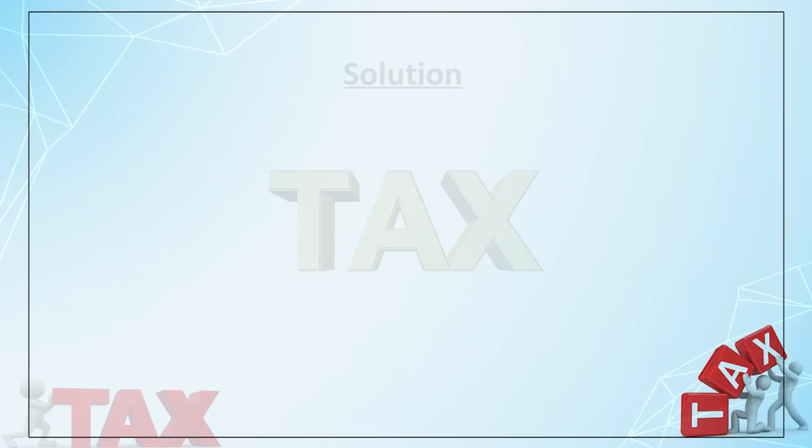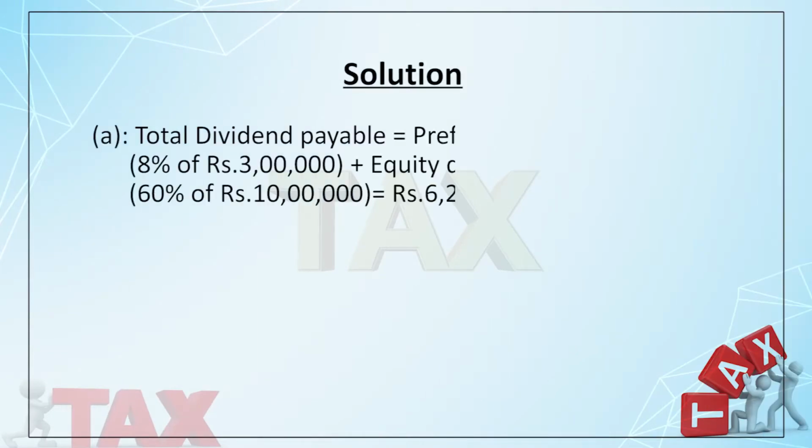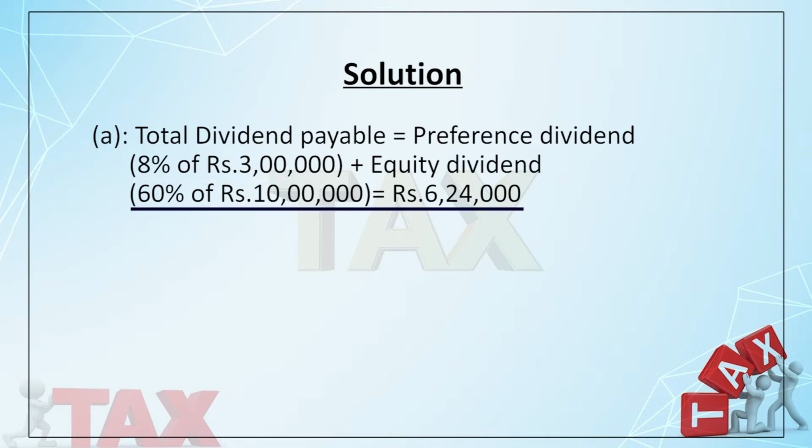So now we shall try to understand what the implications are in case of a declaration of dividend or issue of bonus shares. So please see the solution. Now, what is the total dividend payable? The company has to pay dividend on the preference shares first, because before equity dividend is declared, a company has to pay preference dividend. So it is 8% on 3 lakh or 24,000, and equity dividend is 60% of 10 lakhs, that is 6,00,000. So total dividend payable by the company is 6,24,000.